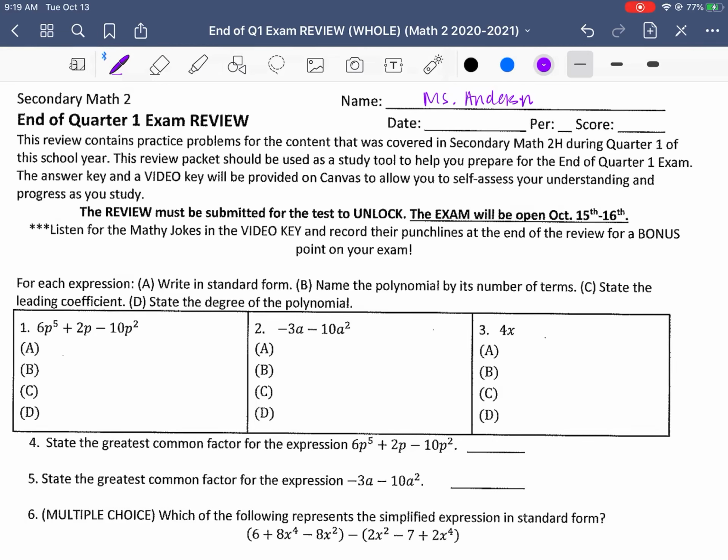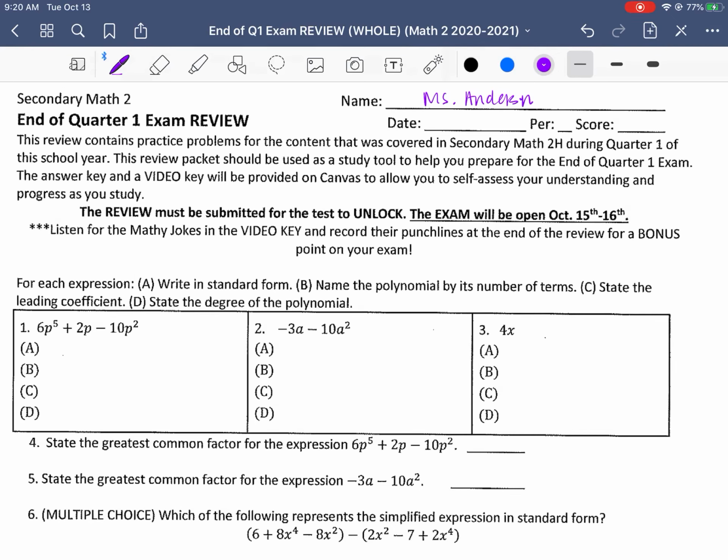All right. This week you are working on finishing everything up, and then this is your end of quarter one exam review, so it contains problems that look very similar to probably your mid-quarter exam, and then what we've done since then, so all of the factoring. So work through this review.